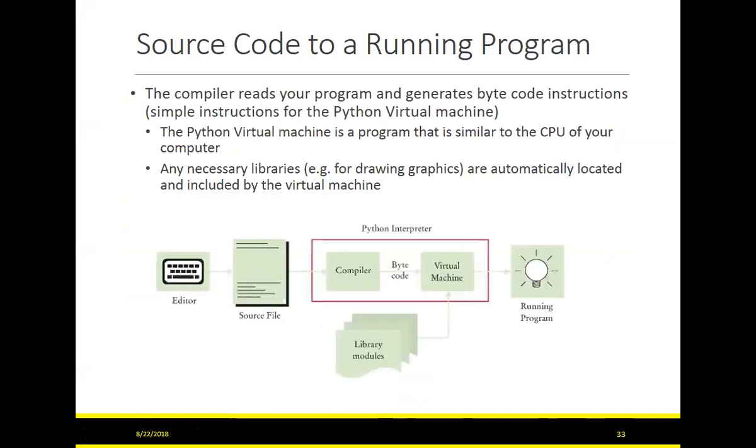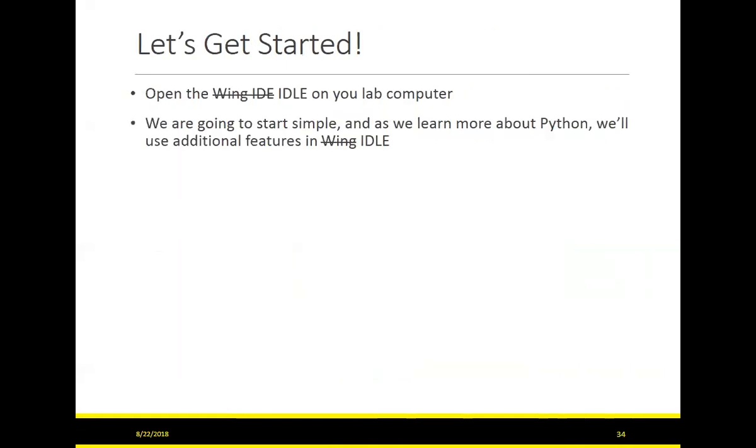Source code says the compiler reads the program and generates bytecode instructions, but it doesn't really save them out, it sends them to the Python virtual machine. It's a program that is similar to the CPU in your computer. It has all the libraries, and there's a bunch of libraries built in we're going to use, and we're going to learn how to add libraries. Anyone ever add libraries before? I use passlib. It's wonderful. Like for encryption and stuff like that, it's very handy. But we'll look at that.